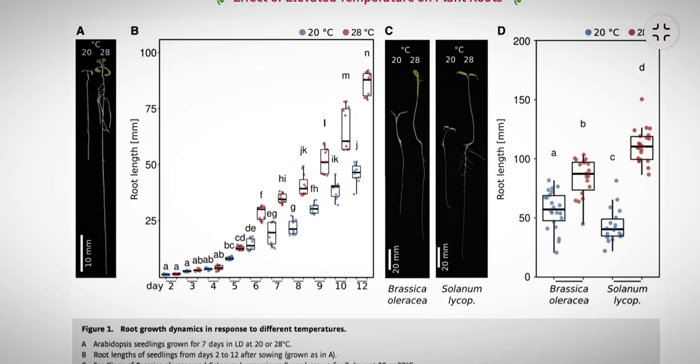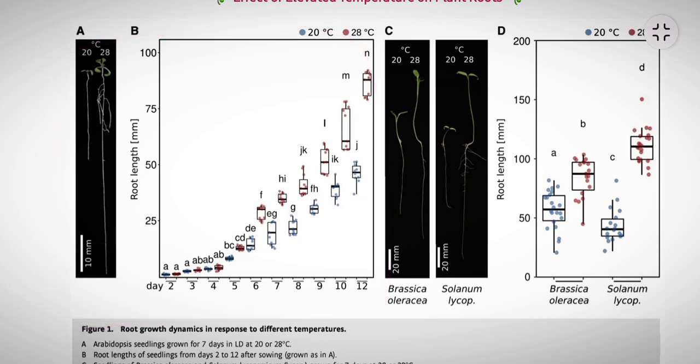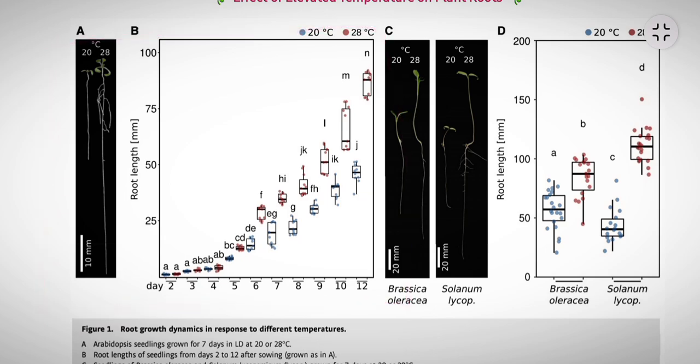length of the root. However, the next question scientists wanted to answer is that, okay, we have seen this phenomenon in Arabidopsis thaliana, which is one of the species of plants. How about we do this same experiment with other species of plants and see whether this phenomenon can be observed there as well, or if this phenomenon is only restricted to Arabidopsis. So for that, they repeated this whole experiment with two other species of plants.